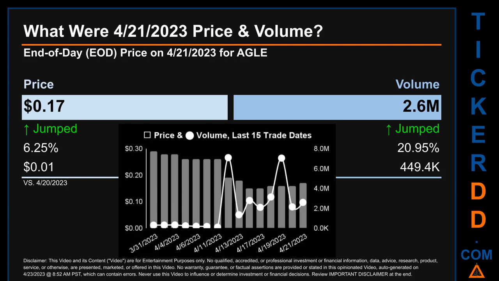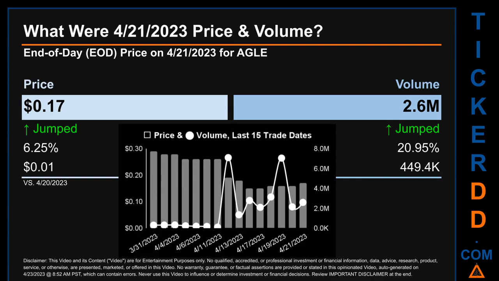What was end-of-day price and volume for AGLE? On Friday, April 21, 2023, AGLE had an end-of-day price of 17 cents and volume of about 2.6 million. Compared to the previous trading day, the price jumped 6.25%, gaining 1 cent, while volume jumped 20.95%, increasing about 449.4 thousand.